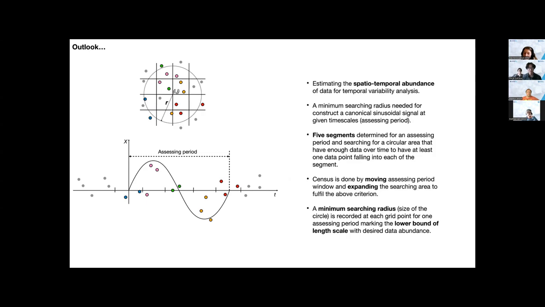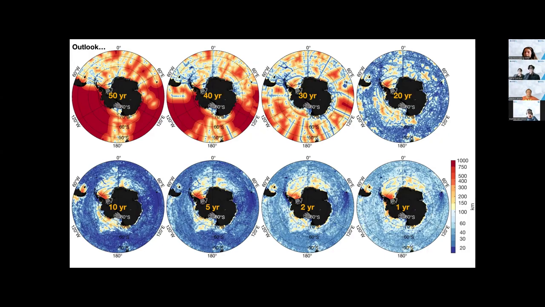So I'm conscious of time, I'm going to skip this practice and move to the results of this practice. So here is the map of the searching radius that we derived from a series of steps that I skipped. The map is showing the minimum searching radius at each grid point in order to have abundant data to perform a time series analysis at the given timescales, and the given timescales are labeled at each map at the center.